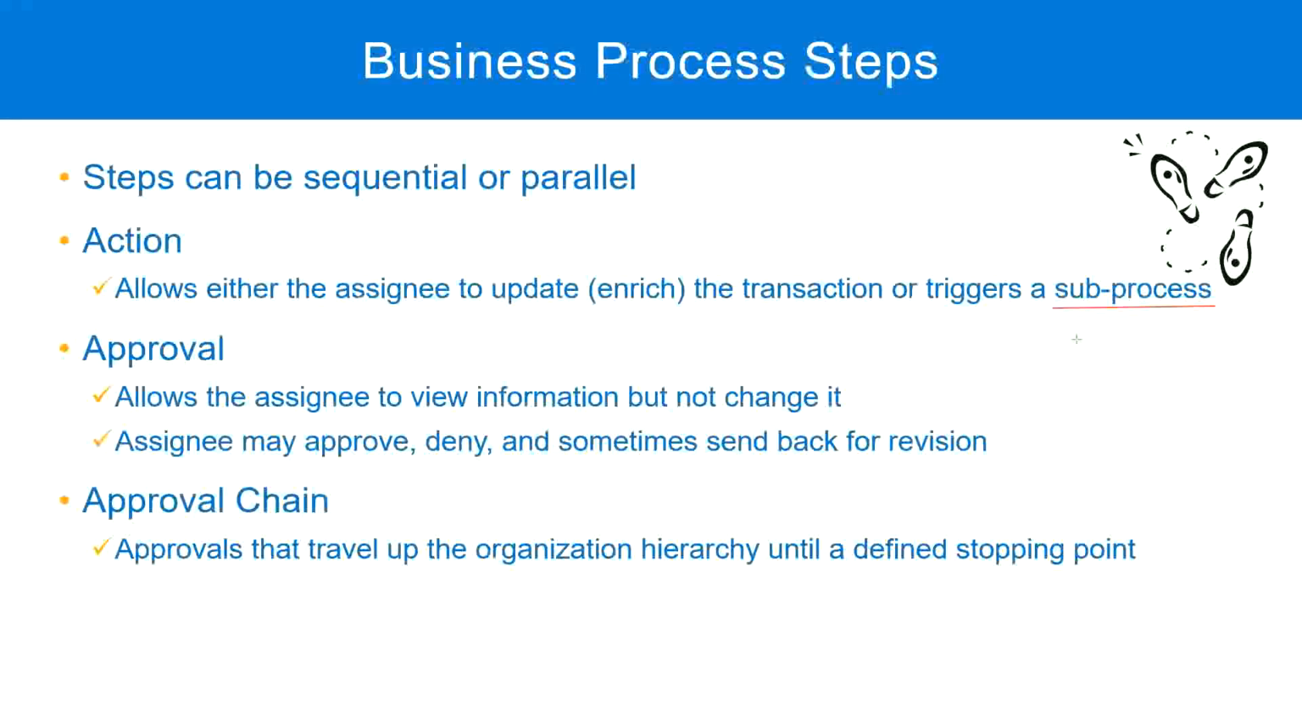So the approval step is like that. The approval step will allow the assignee to view the information, but they cannot change it. They can approve, they can deny, or they can send it back for revision. Okay, now, very similar thing is the approval chain.